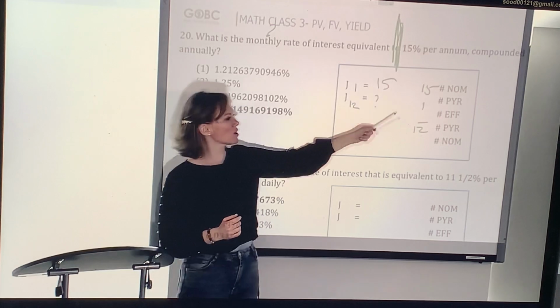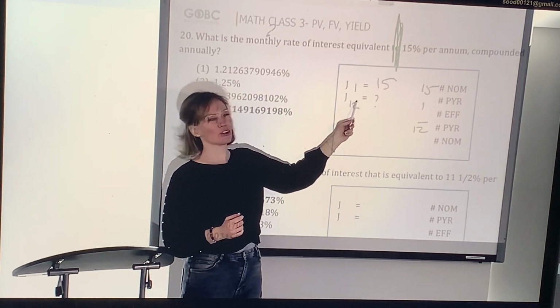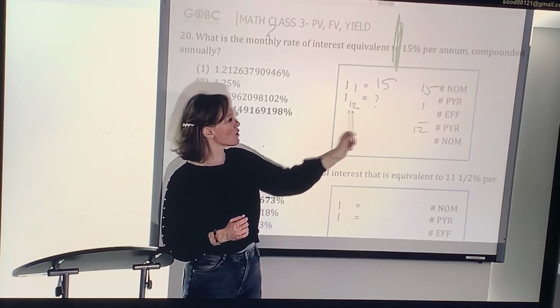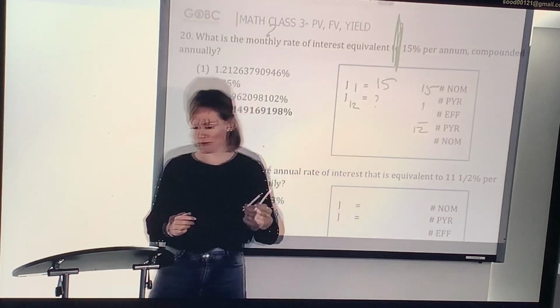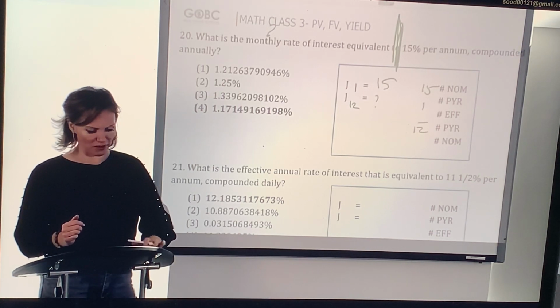So first what we have to do, we have to find a big number first, because there's no way that you can take that and divide it by 12. Can you do that? No, you can't, because you can only take the rate divided by its compounding. So first we need to find a big number. Okay, so let's convert it first. 15 shift norm, 1 shift PYR shift effective, and then 12 shift PYR shift norm.